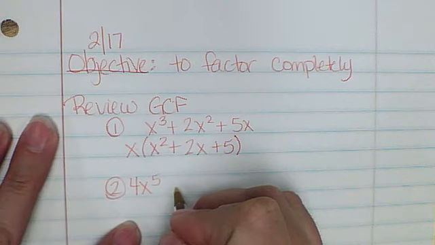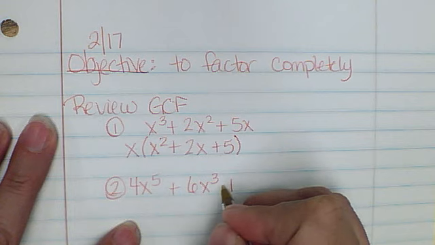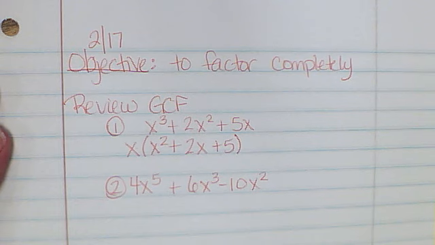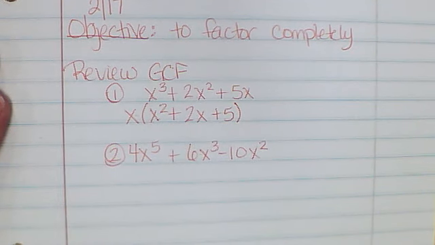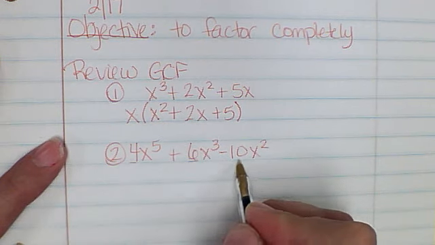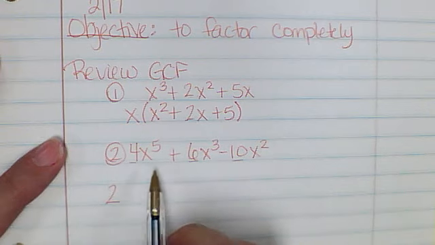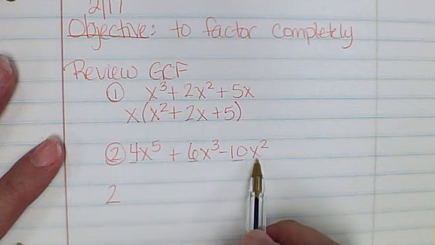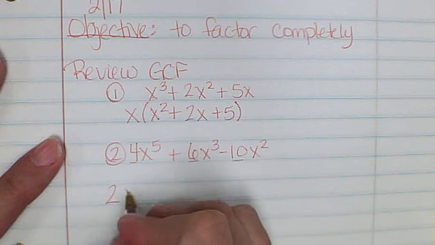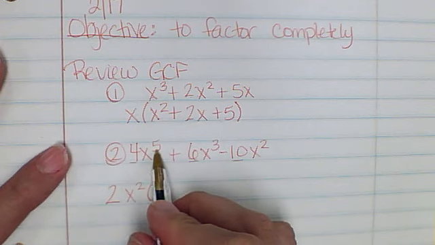Problem number 2, 4x to the 5th plus 6x to the 3rd minus 10x squared. To find the GCF, I look at 4, 6, and 10. What number goes into 4, 6, and 10? 2. Then I look at x to the 5th, x to the 3rd, and x squared. The rule on the x's is to always pull out the smallest group, so I'm going to pull out x squared.